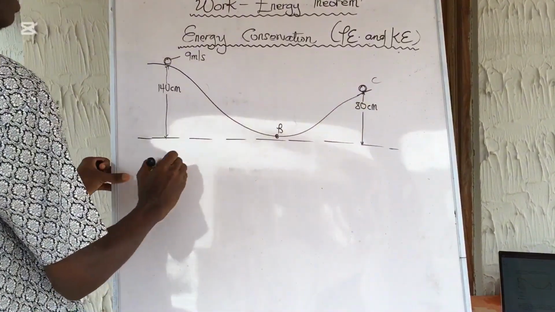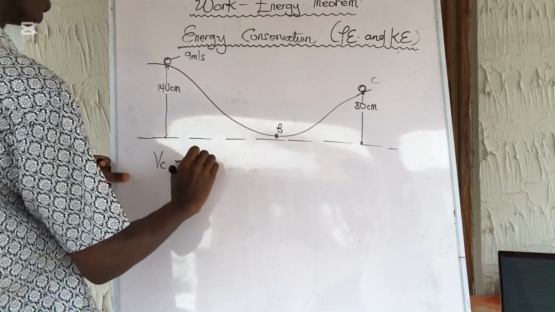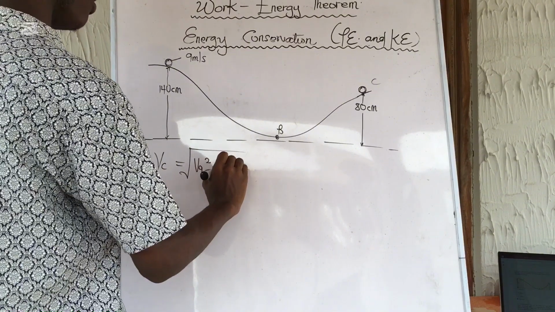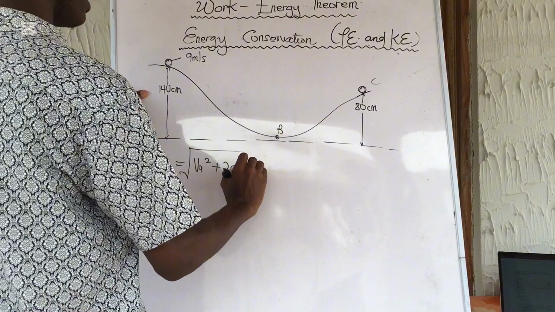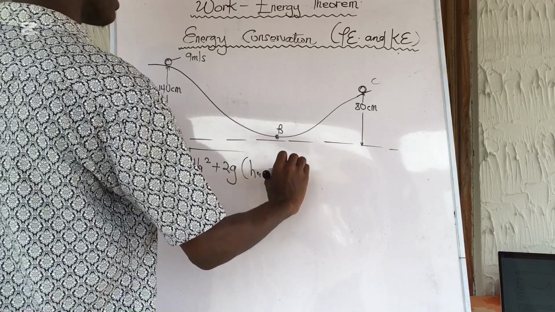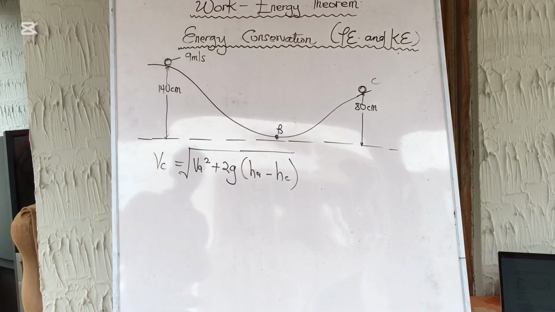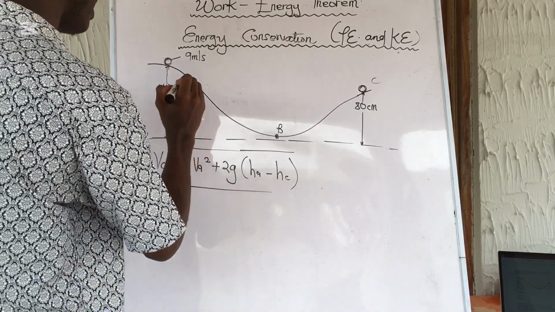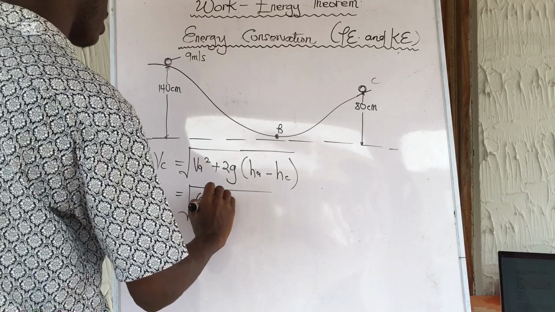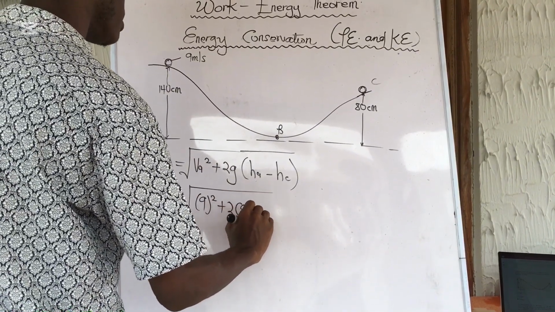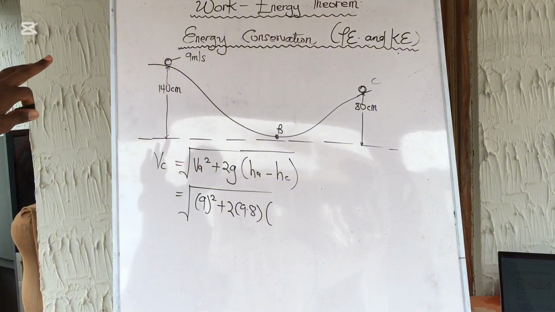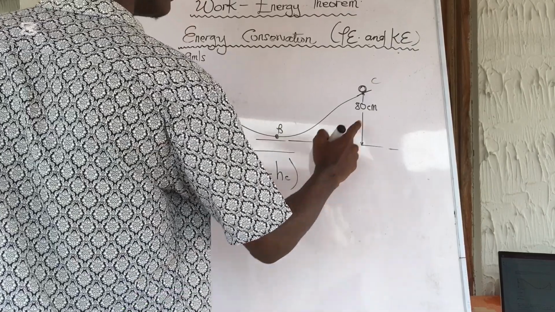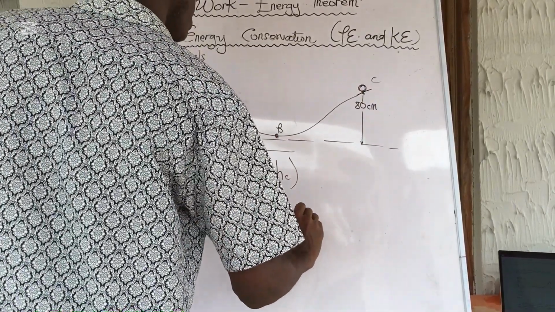So at point C, if you want to find the speed, then you represent it by VC. So VC is equal to the square root of VA square plus 2 times the gravity, then your height at point A minus your height at point C. Then you use this relation. Your VA is actually 9. So 9 square plus 2 times 9.8. Then your height at point A, which is 140 centimeters, you have to change it to meters. So it will be 1.4 meters minus the height at point C, which is 80, so 0.8.